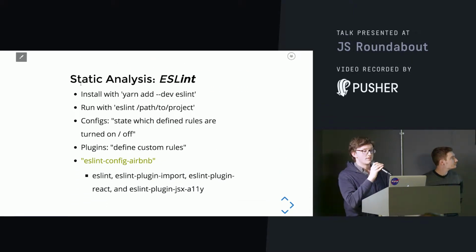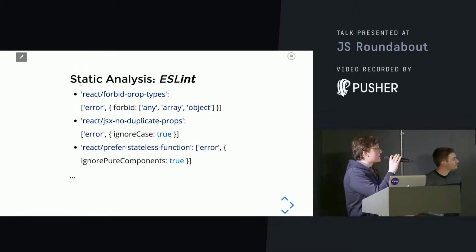So ESLint is really easy to install. It's just a yarn dependency. There are two things with ESLint, configs and plugins. So configs say which rules are turned on and which rules are turned off, and plugins define new rules. Airbnb have come out with a really good ESLint config for React projects. So it includes several dependencies, which make sure you've got all the plugins and configurations set for the best practices in React. Some examples from that.